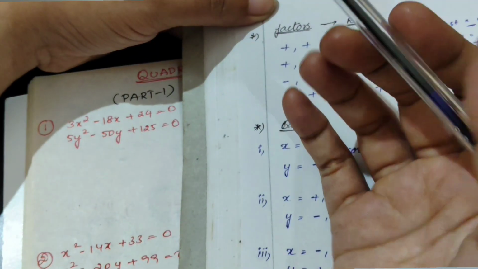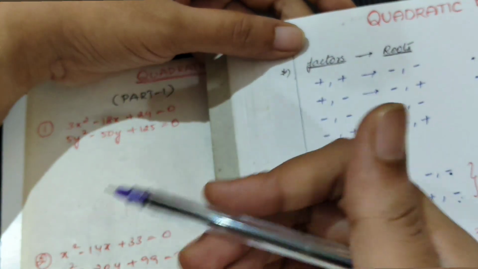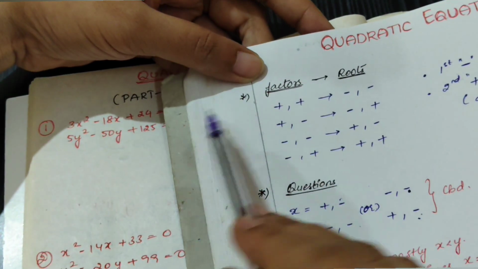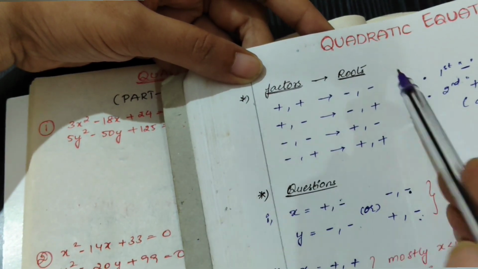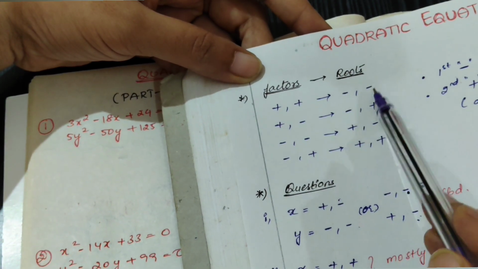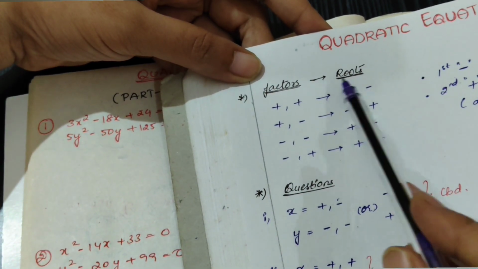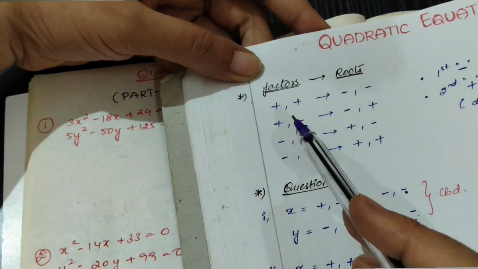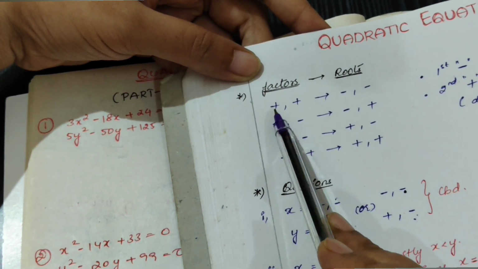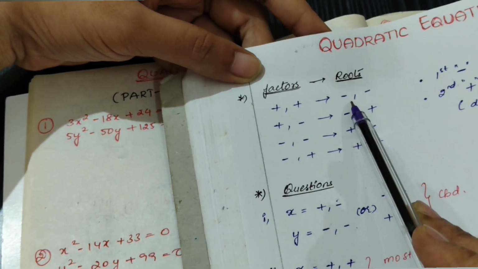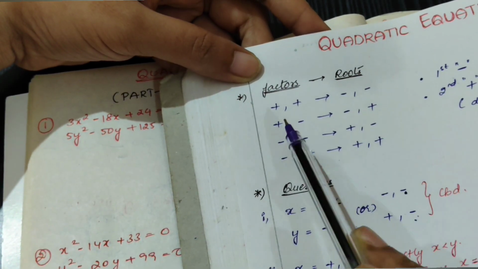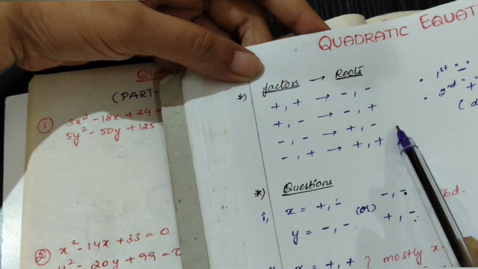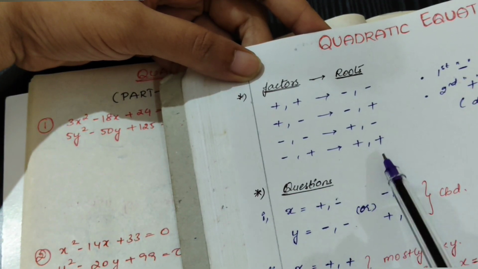Now what roots will come? If we solve in the traditional way, it will take time. So what we need to learn is, if the factors are 2 positive, the roots we will get are both negative. Try to remember these 4 rules, or 4 important tips. If factors are plus and plus, roots will be both negative. Plus and minus means we'll get minus and plus. Minus and minus means plus and plus, both positive.